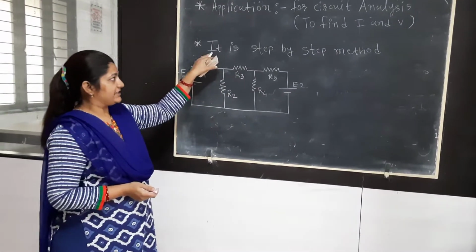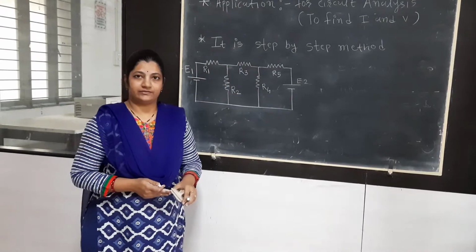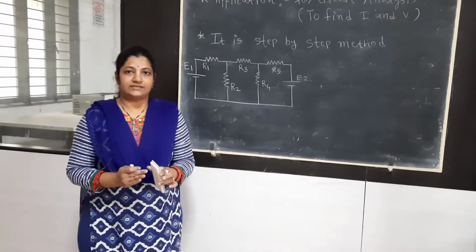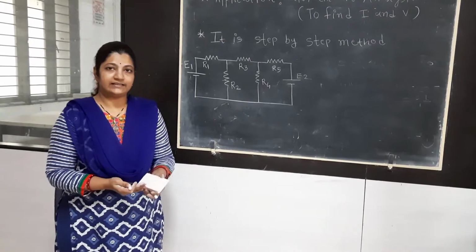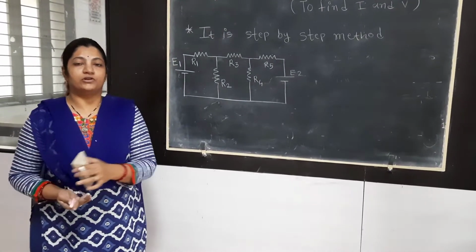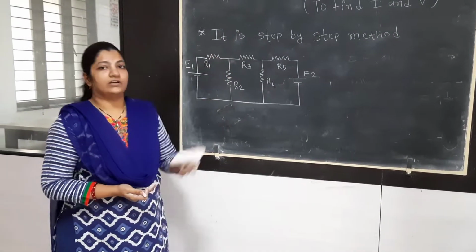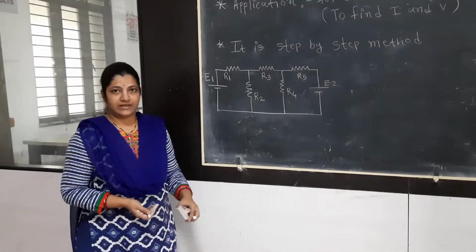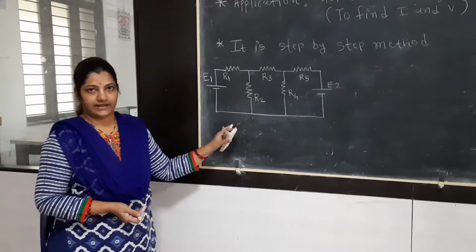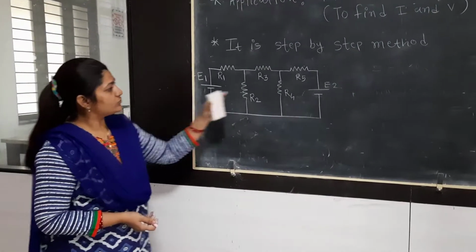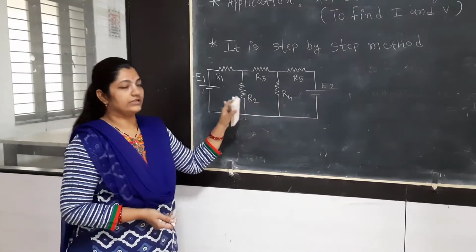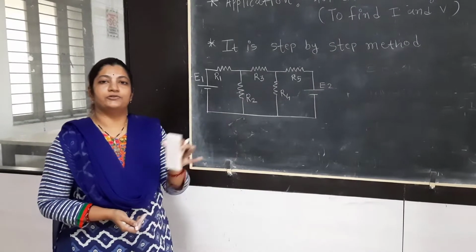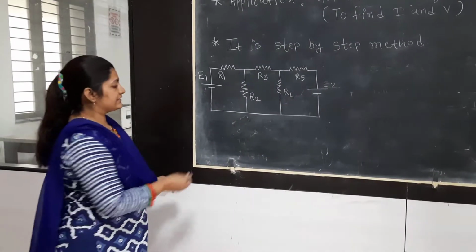Now, just like mesh, again it is a step-by-step method. We have to follow some procedure to analyze any circuit, and it will help me solve in terms of current and voltage. To understand how we can go with the step-by-step method, I have considered a simple network here, having two sources E1 and E2 and five resistive branches from R1 to R5. What is step number 1?